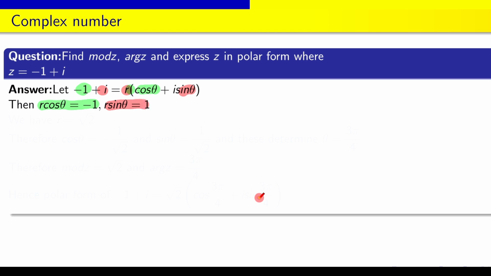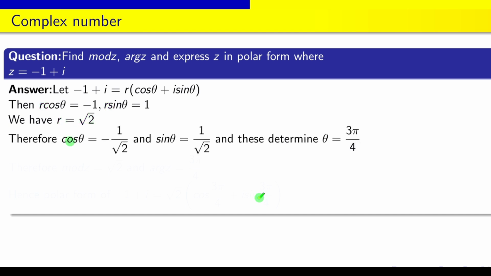Now as we know, for the complex number z is equal to minus 1 plus i, the modulus of z, that is r, is equal to under root of minus 1 square plus 1 square, which is root over 2. So r is equal to root 2. Now I can put this value of r in both relations. So we will get cos theta is equal to minus 1 by root 2 and sin theta is equal to 1 by root 2. Now from these two relations we will get the value of theta.